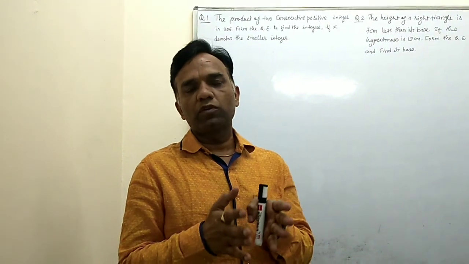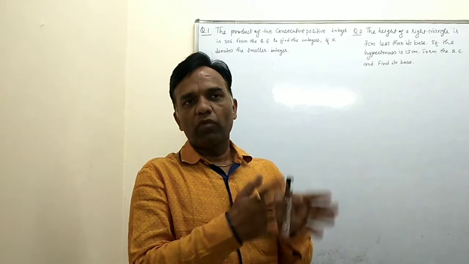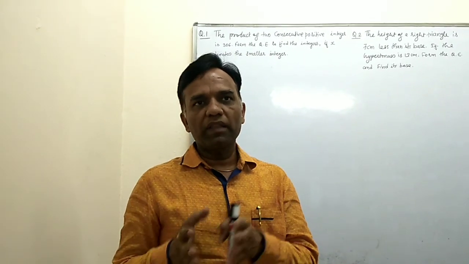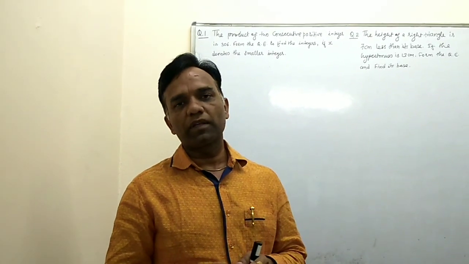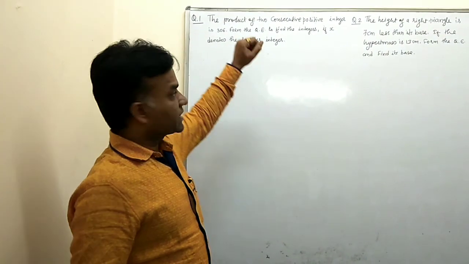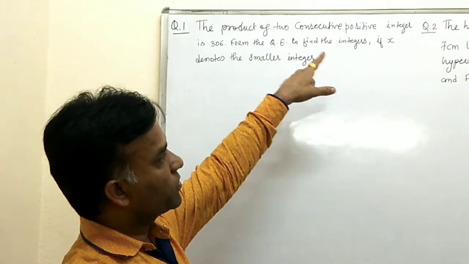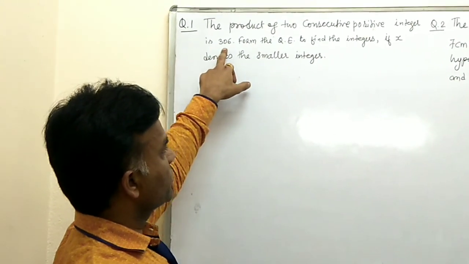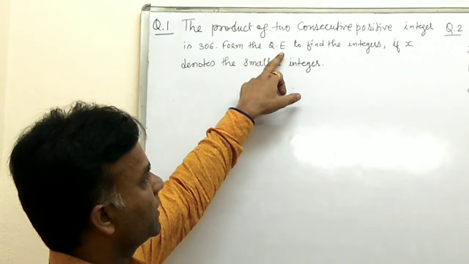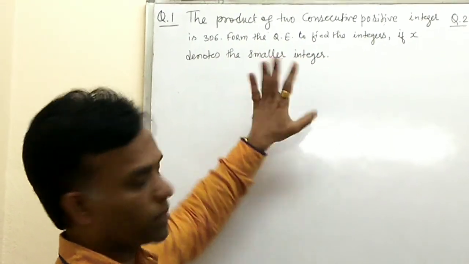Make two columns: what is given inside the word problem and what you find, and then what basic formula is needed for the question. Now I read this question again. The product of two consecutive positive integers is 306. Form the quadratic equation to find the integer if x denotes the smaller integer.